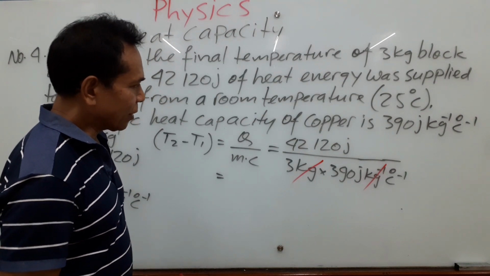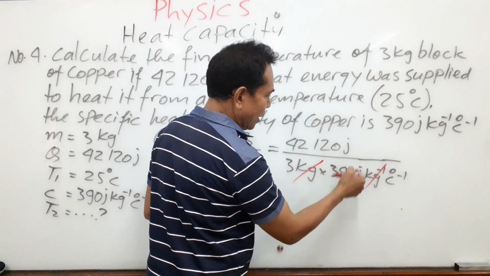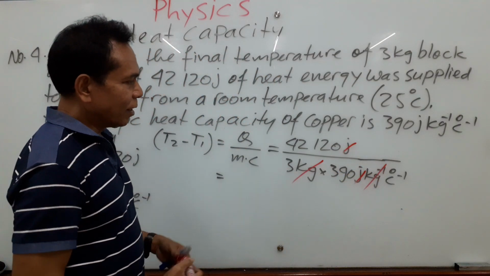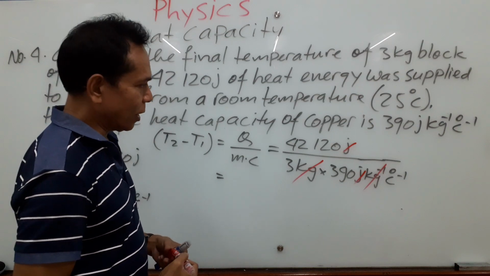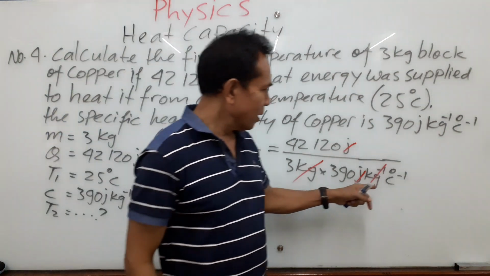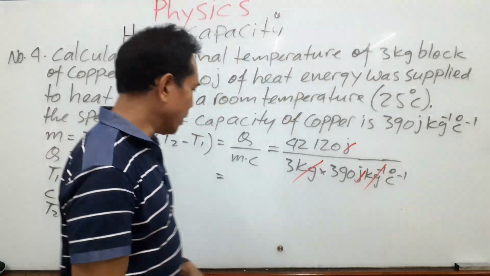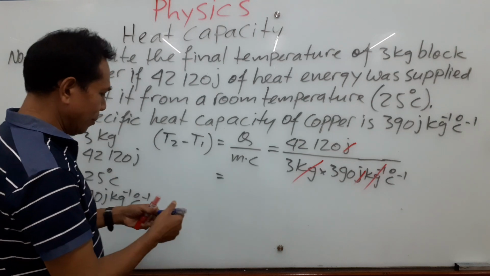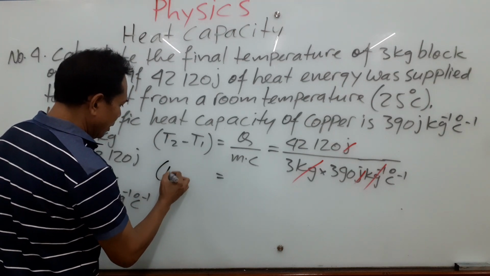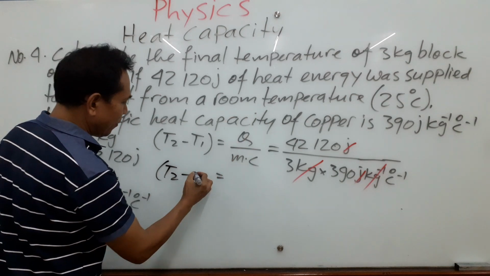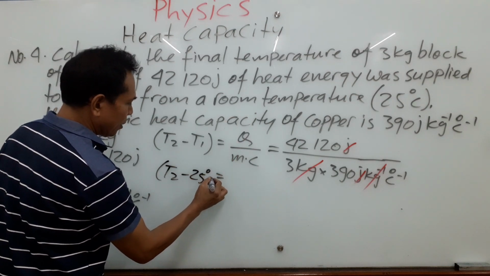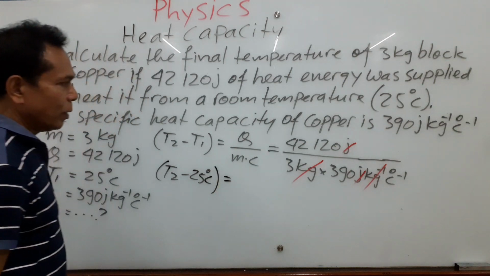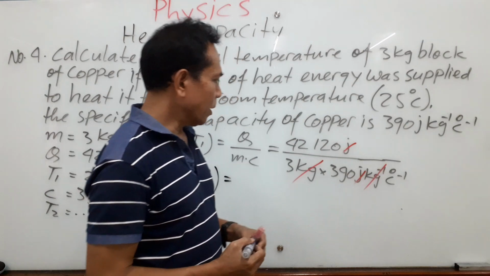Okay, what else? We have joule here and we have joule here. So we cross the joule as well. Okay, so kg are out, joule are out as well. Now what we have left here is degrees Celsius power minus 1. We look at our initial temperature. So we put here T2 minus 25 degrees Celsius equals.